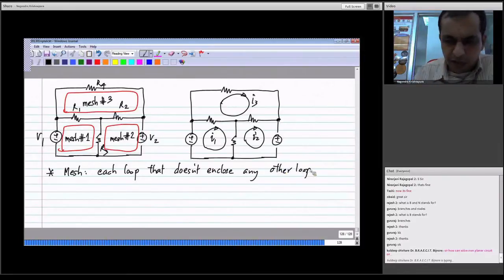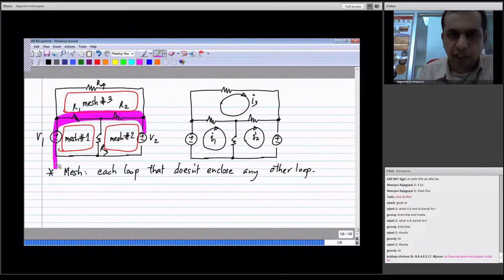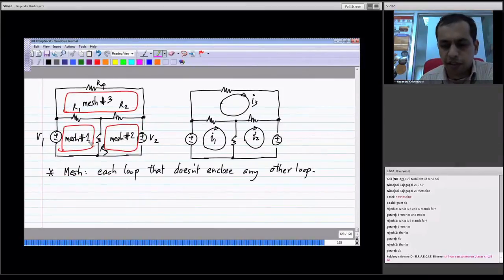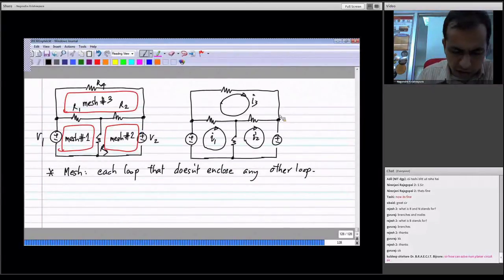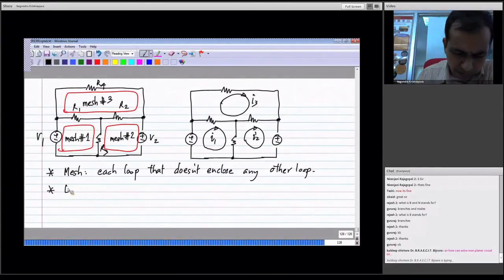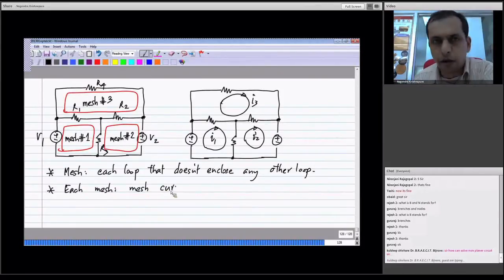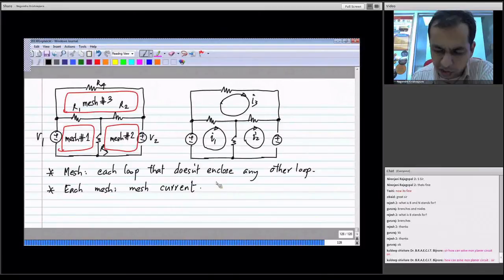What I mean by this is that this is also a loop. Okay, so if I take it like this, this is also a loop, but inside this there is another loop. So that is something that we do not consider a mesh. Okay, so for a planar circuit, the definition is unambiguous. Each mesh is a loop that doesn't enclose any other loops. Okay, and with each mesh we can identify a current. Each mesh has a mesh current, okay, and by convention we will take all of them to be clockwise. You can take all of them to be counterclockwise and you will get the same results, but our convention is to take all of them in the clockwise direction.